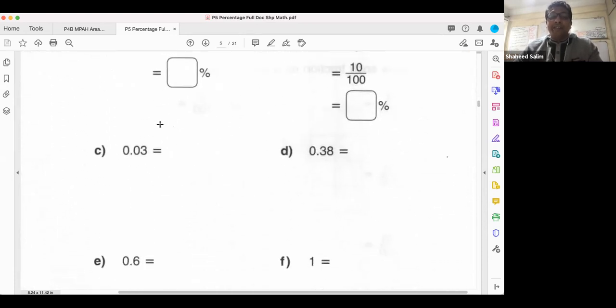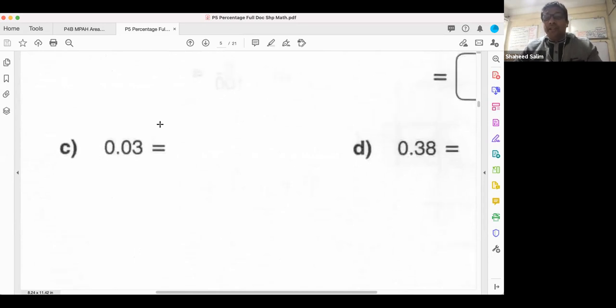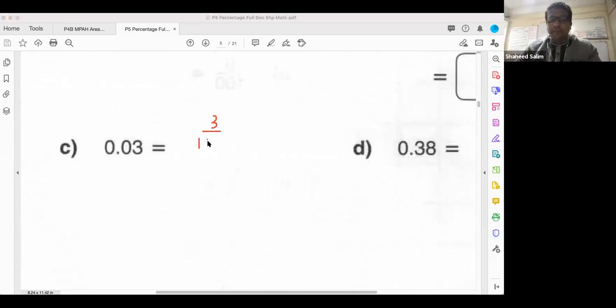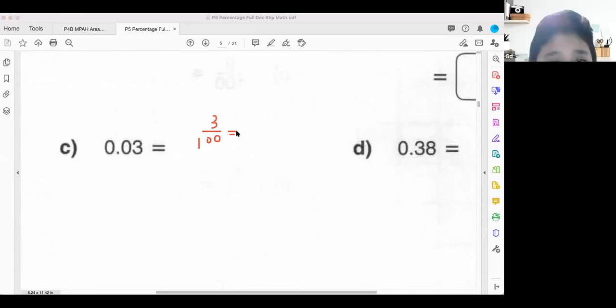Now we're going to ask Shakil. Now you check whether he's correct or not. Shakil, can you change this to a fraction first? This one, C. What is it? 3 out of 100. Good. Can you change it to percent? What is the percentage? 3%. Well done.